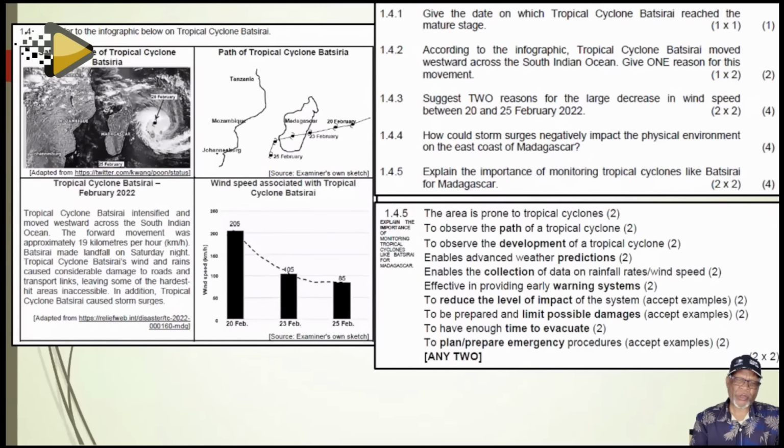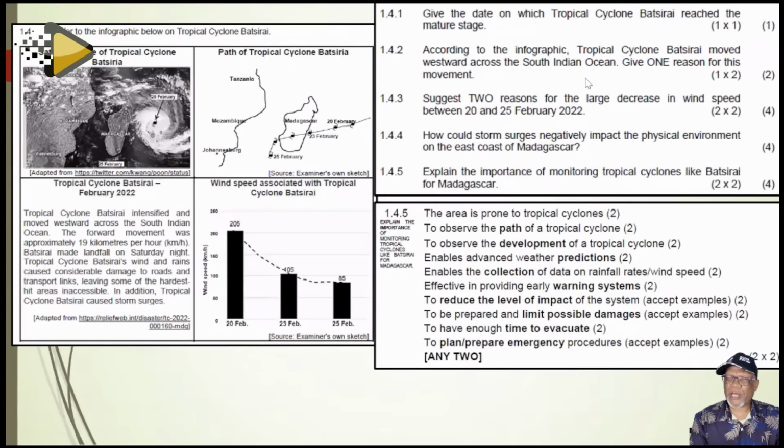So, when you answer these kinds of questions, you simply use the diagram that you have in front of you and you interpret it. They say, according to the infographic, tropical cyclone Batsirai moved westwards across the South Indian Ocean. Give one reason for this movement. Now you have to decide why tropical cyclones move westwards. You have to use your information on tropical cyclones: they move from east to west because they are driven by tropical easterlies.